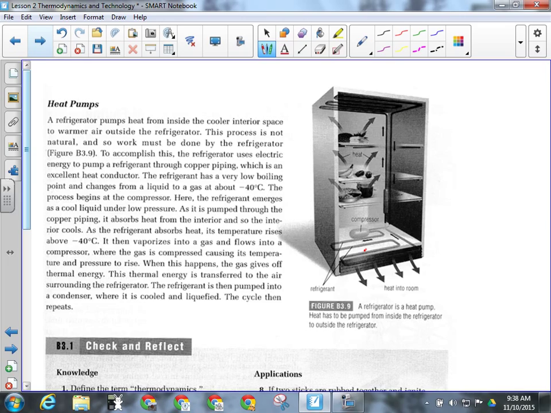Now, the other thing that can happen is you can wear out your fridge if you leave the doors open. Because now all the heat it just finished pumping out of the fridge is going back into the fridge.